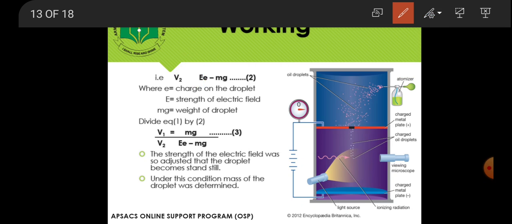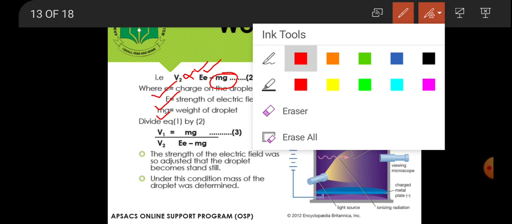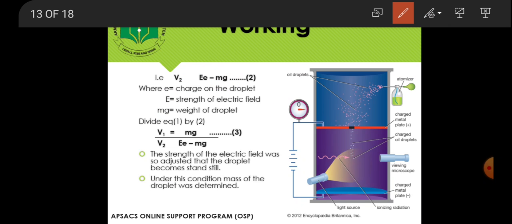So we can say that the velocity v2 is directly proportional to the strength of the electric field and the charge which is present on the droplet, and this oil droplet is moving against the force of gravity. That is why minus mg is written in this equation, where e is the charge on the droplet, capital E is the strength of the electric field, and mg is the weight of the droplet. Yes friends, I hope the experiment is clear to you.